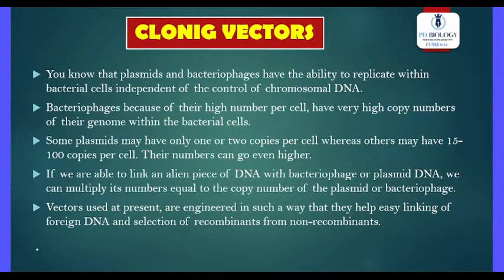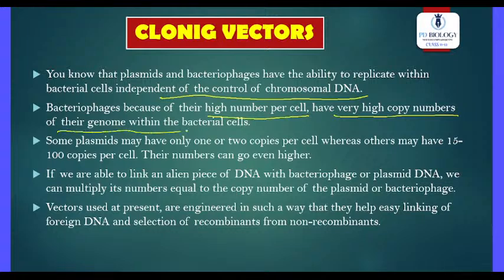Now the cloning vectors. You know the plasmids and bacteriophages have the ability to replicate within the bacterial cell independently of the chromosomal DNA. Bacteriophages have high copy numbers of the genome within the bacterial cells. Some plasmids may have only 1 or 2 copies per cell, whereas others may have 15 to 100 copies per cell. So their number can go even higher.